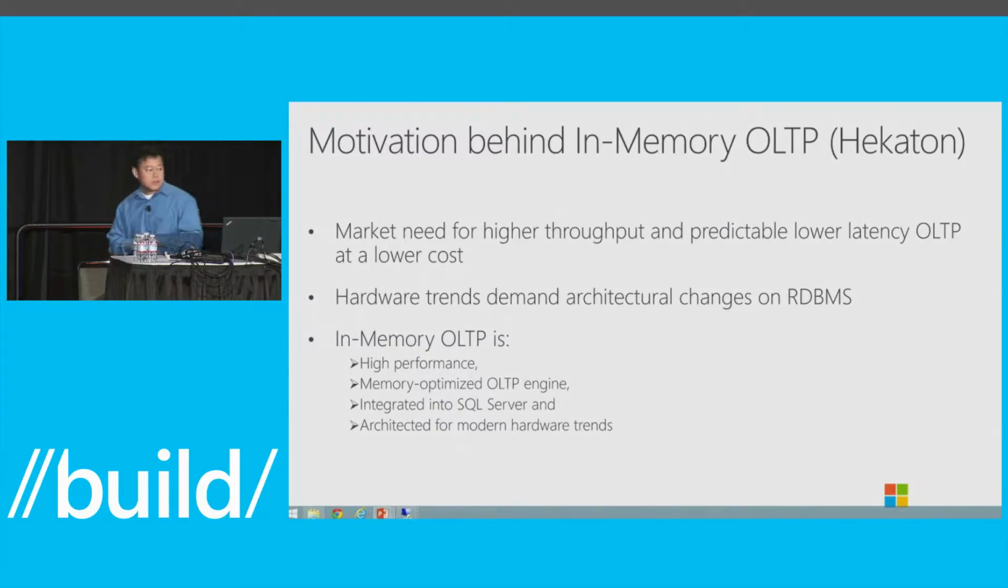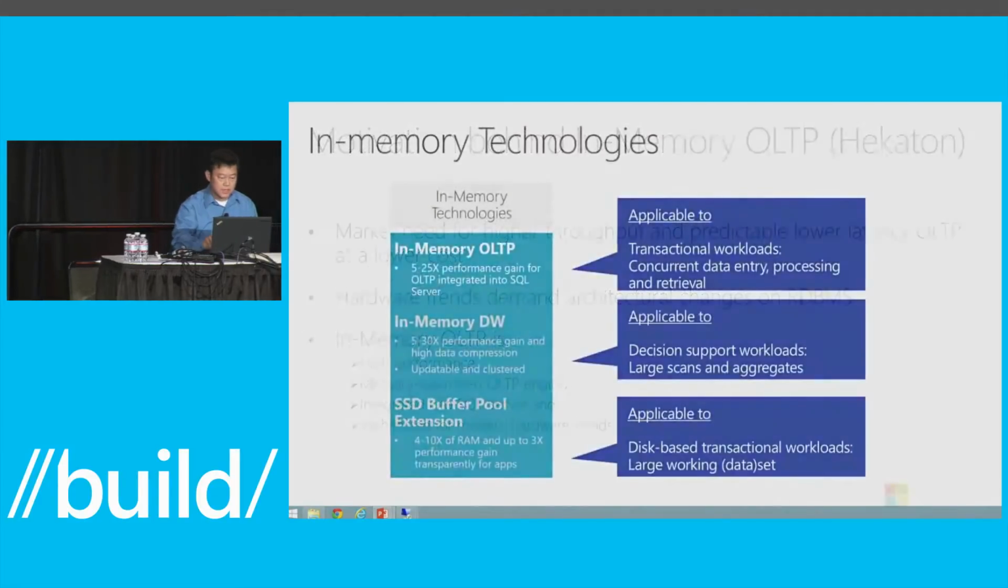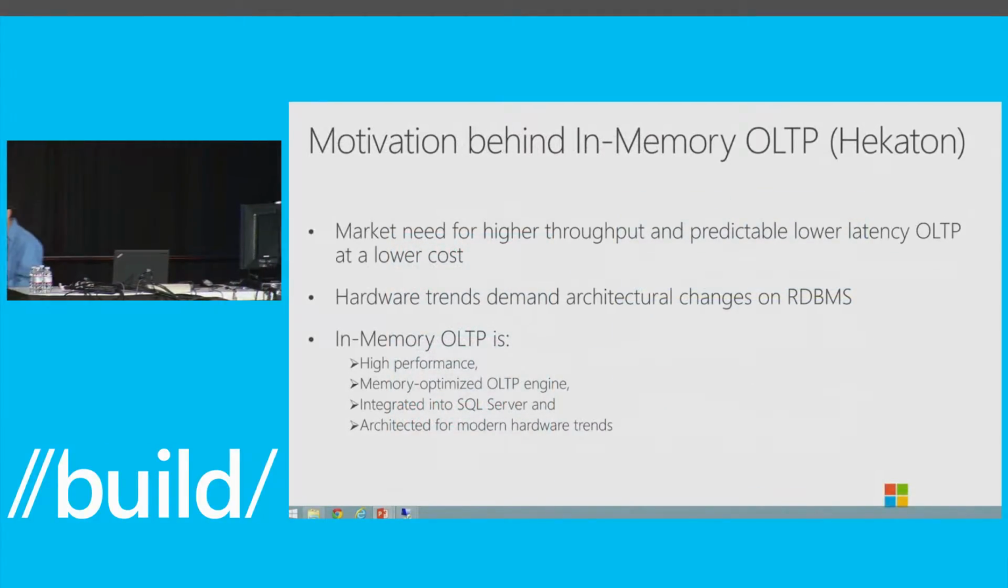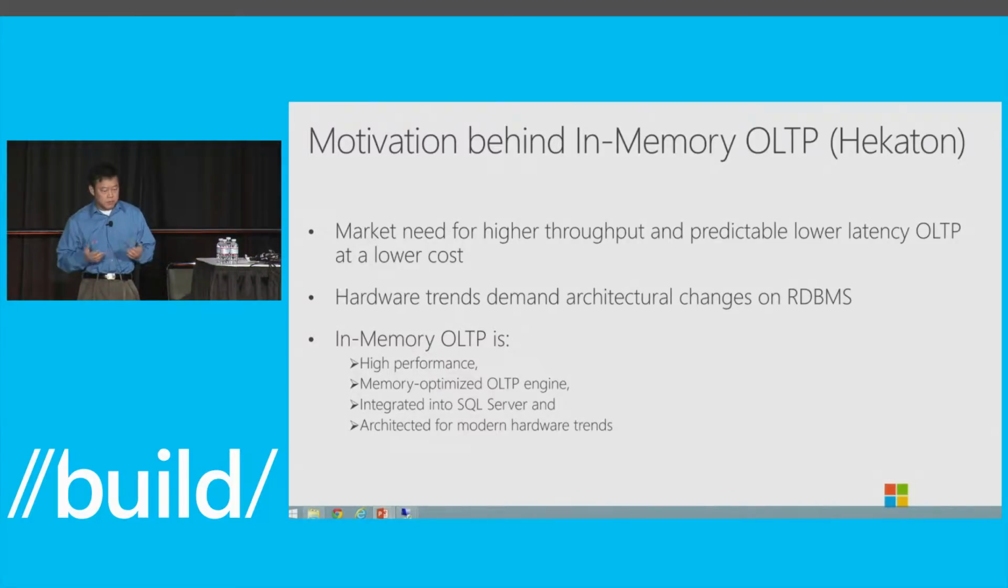So the motivation behind in-memory OLTP, why did we do it? Well, the market need is definitely one, right? When we talk about market need, there are really two parts to it. Usually people think about throughput, of course. Throughput is something people measure mostly, but also predictably low latency is another factor that's really important in the design here. And also people are very sensitive to cost.